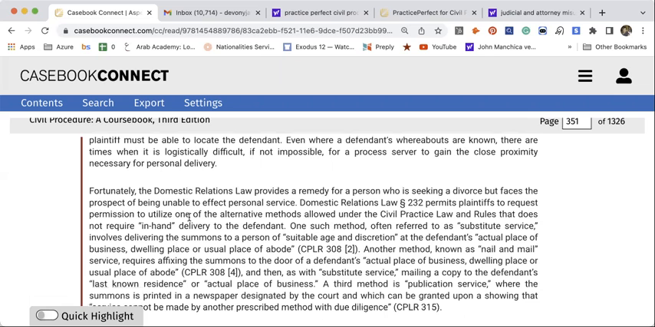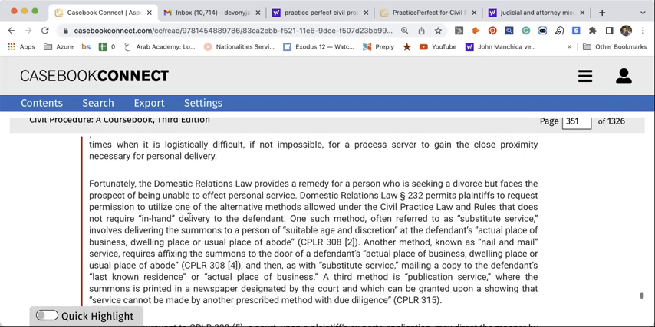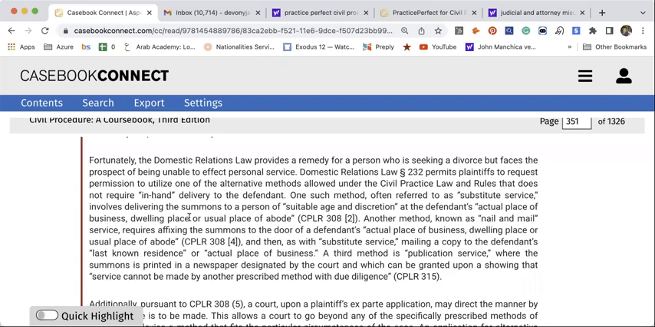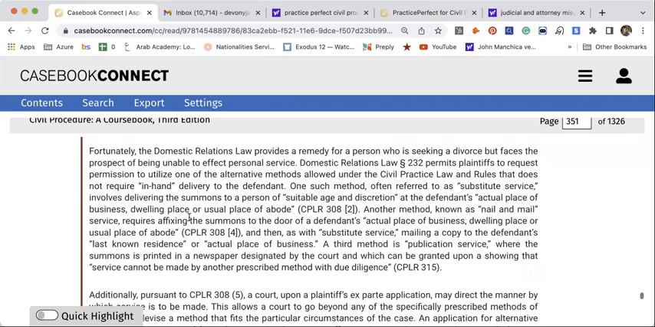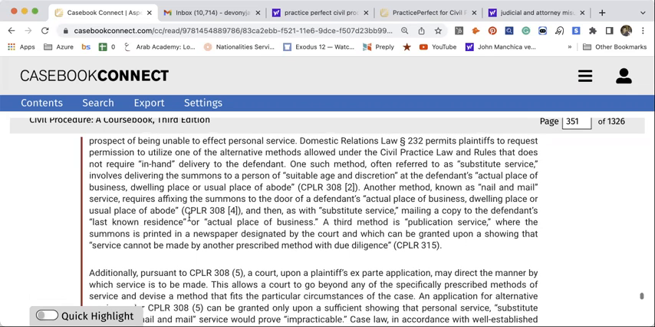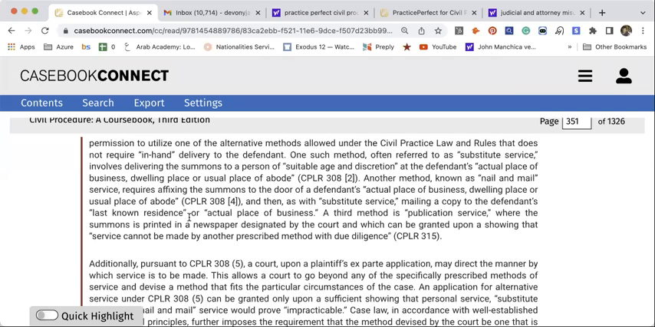Even where a defendant's whereabouts are known, there are times when it is logistically difficult, if not impossible, for a process server to gain the close proximity necessary for personal delivery. Fortunately, the domestic relations law provides a remedy for a person who is seeking divorce but faces the prospect of being unable to effect personal service. Domestic Relations Law, Section 232, permits plaintiffs to request permission to utilize one of the alternative methods allowed under the Civil Practice Law and Rules that does not require in-hand delivery to the defendant.